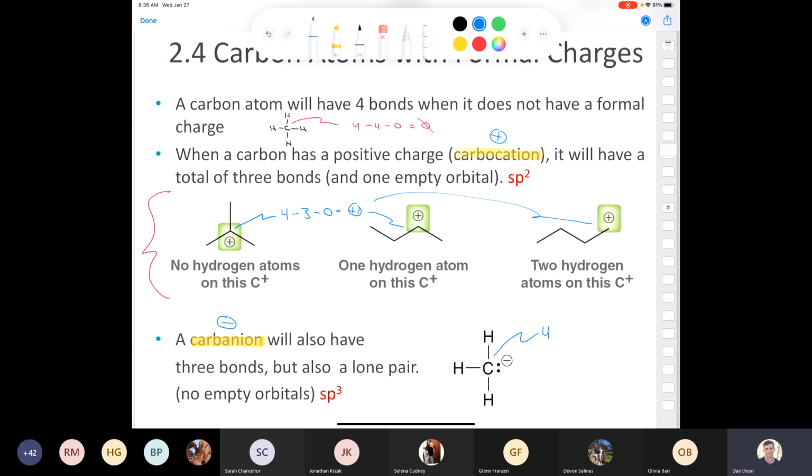Carbon has 4 valence electrons. Subtract 1, 2, 3 sticks, 3 bonds, right? Subtract 2 unpaired electrons. 4 minus 3 minus 2. Don't even need a calculator in organic chemistry. It's all the kind of math you can just do in your head, right? And we get a charge of minus 1. And that is why we put a negative sign by our carbon with a negative charge, our carbanion.